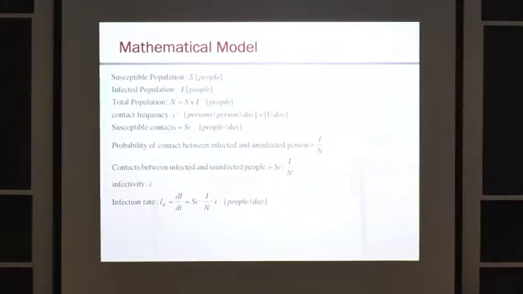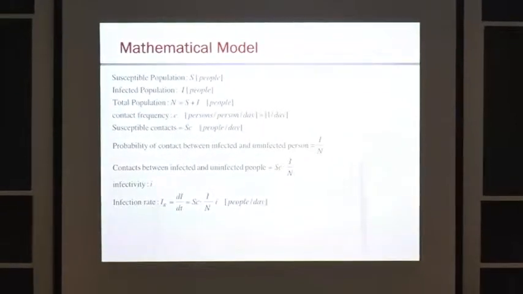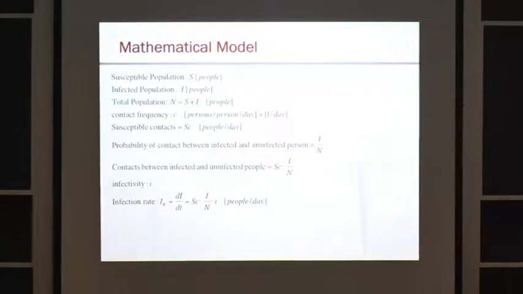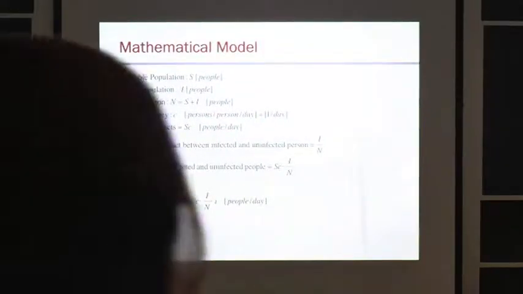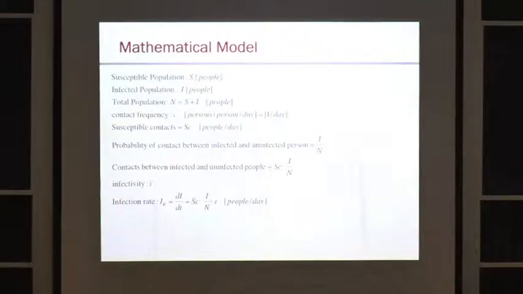Susceptible contact is this, S times C, because you need the contact frequency. The probability of contact between an infected and uninfected person is I over N, as I just described. This quantity defines the contact between infected and uninfected people. So this is the probability of contact between an infected and uninfected person, times the susceptible contact. And you multiply that out with the infectivity I, and collectively we define this quantity as the infection rate. So the infection rate is proportional to the infectivity of the disease. This is something that is a property of the disease itself.